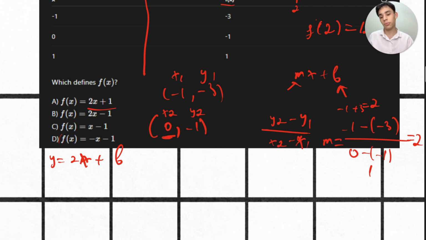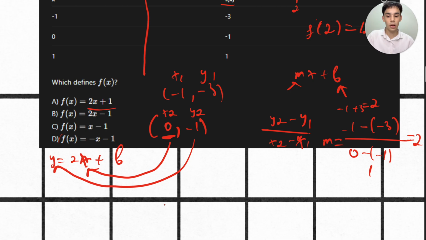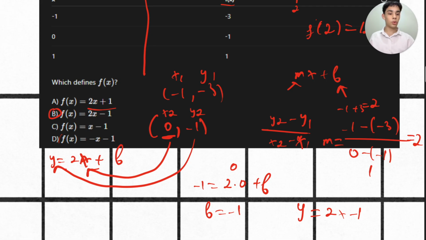Let's, for example, pick this one. When I plug in 0 for x, my y value should equal -1. So -1 equals 2 multiplied by 0 plus b. 2 multiplied by 0 gives us 0. So 0 plus b equals -1. Therefore, b will just equal -1. And here you go. If you combine everything, y equals 2x minus 1, we will get answer choice B.